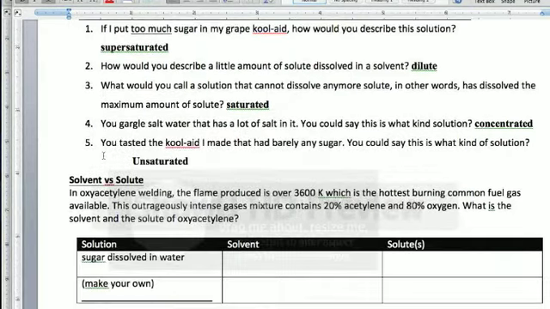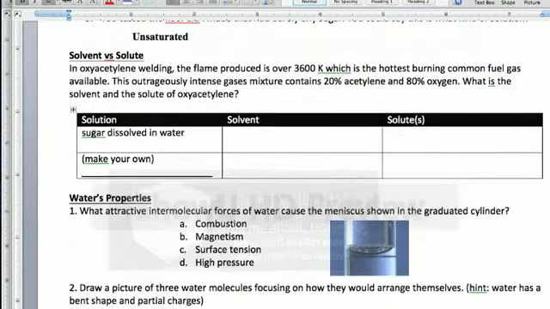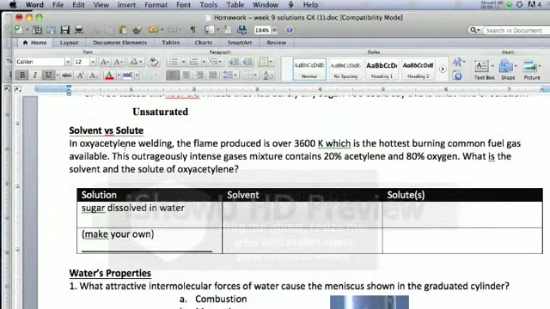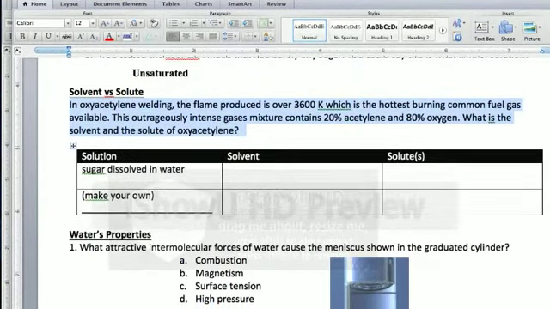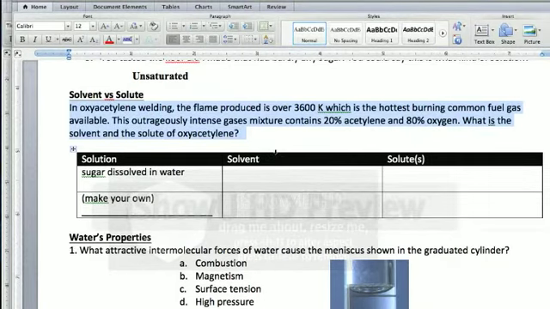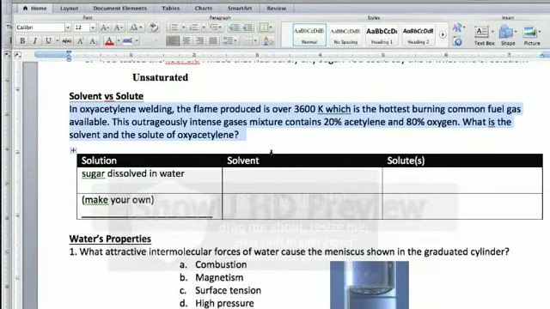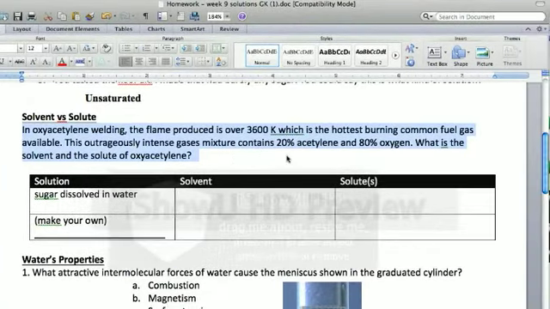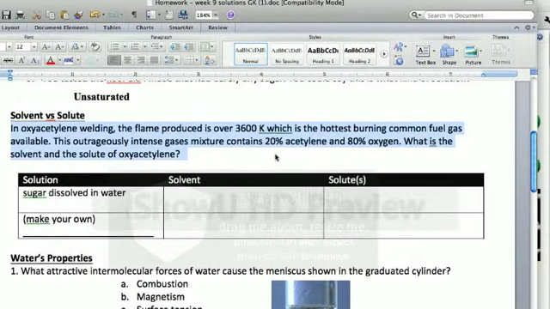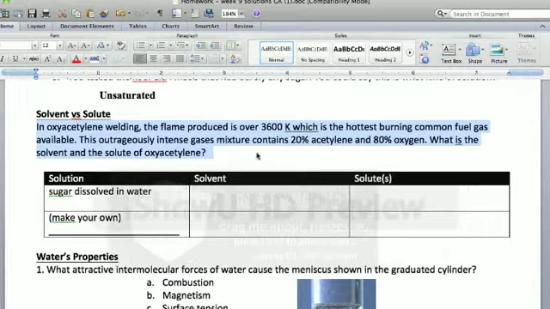I'm going to start where I left off in the section that says solvent versus solute. We've got a paragraph here and it reads, in oxyacetylene welding, the flame produced is over 3,600 Kelvin, which is the hottest burning common fuel gas available. This outrageously intense gas mixture contains 20% acetylene and 80% oxygen. What is the solvent and the solute of oxyacetylene?